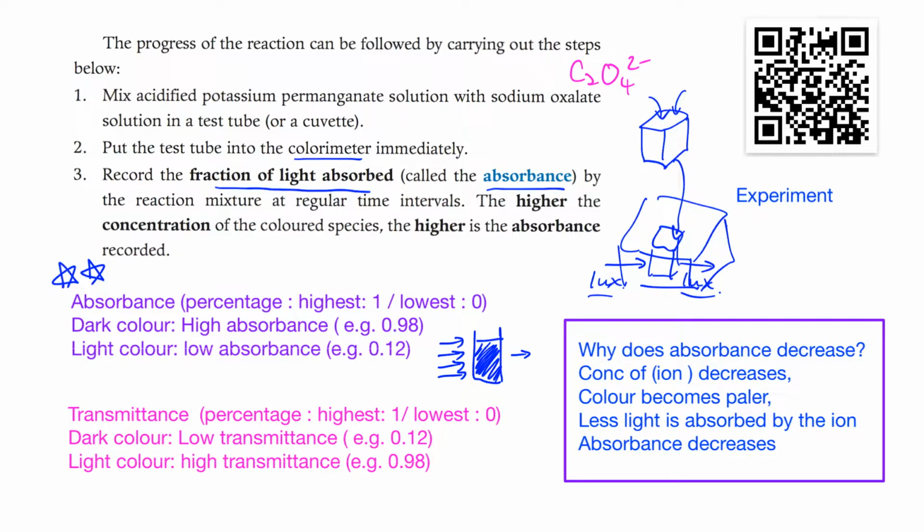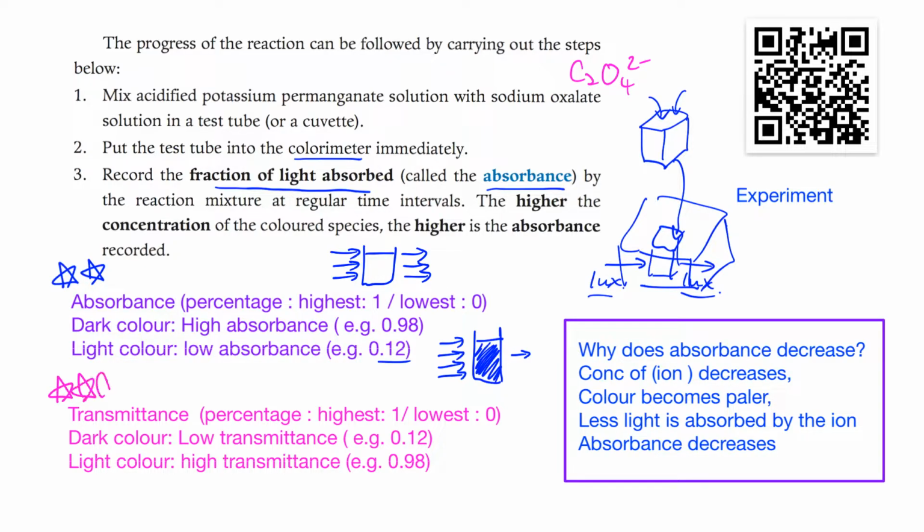On the other hand, low absorbance means that a lot of light passes through, because the solution is almost transparent. None of the light has been absorbed. So we will say low absorbance. In this case, the absorbance will be very, very low. So it can be presented like that, and it can also be presented the other way around.